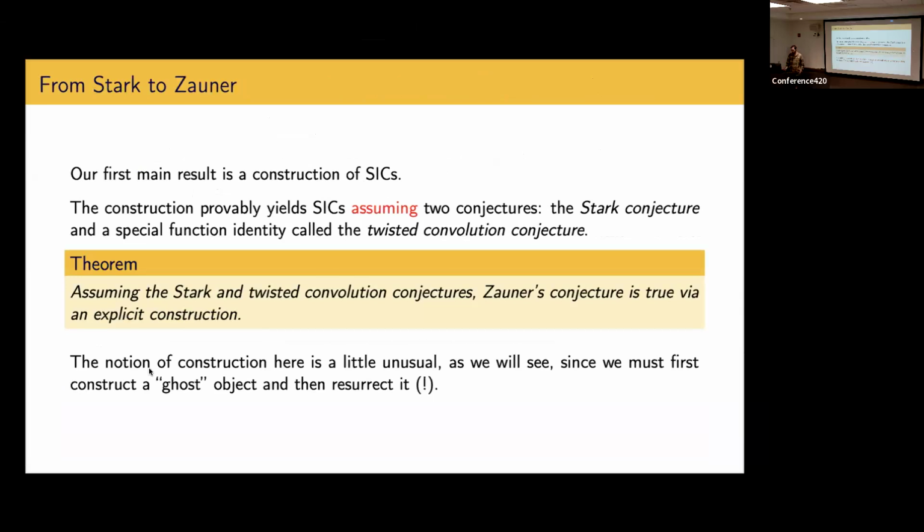Our main result is a construction of these objects in every dimension, but it's conditional on 2 conjectures. One of them is a specific Stark conjecture. There's a family of conjectures called the Stark conjectures. And the other is a special function identity that we call the twisted convolution conjecture. So the main result is that assuming the Stark conjecture and the twisted convolution conjecture, Zauner's conjecture is true, moreover, via an explicit construction. Okay, so we have a formula that you can evaluate.